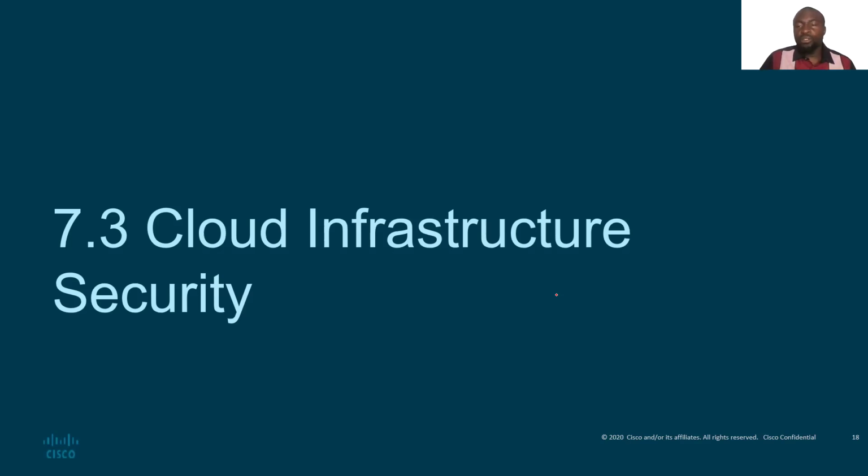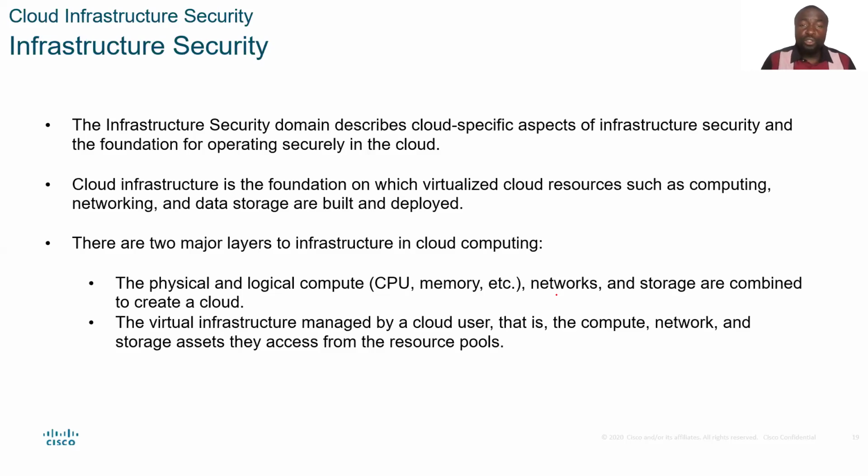Now, let's look at infrastructure security in the cloud. The infrastructure security domain describes cloud-specific aspects of infrastructure security and the foundation for operating securely in the cloud. Cloud infrastructure is the foundation on which virtualized cloud resources such as computing, networking, and data storage are built and deployed. Because we are looking at the concept whereby I have one server, I can virtualize it into 20. But the user who is requesting the services in the cloud, I am only giving him a virtualized environment without him knowing. As far as he is concerned, it's a system because it has a RAM, it has a hard drive, it has a processor, it has an operating system, it has an IP address, it has a public IP address, it has everything that a normal system has.